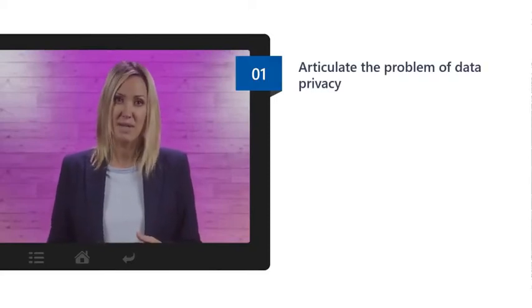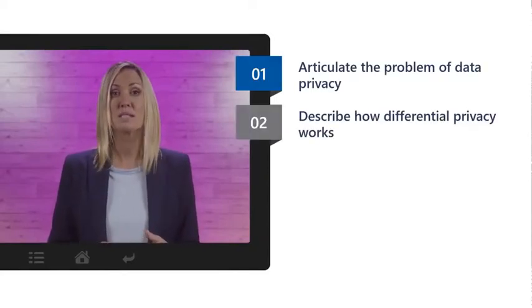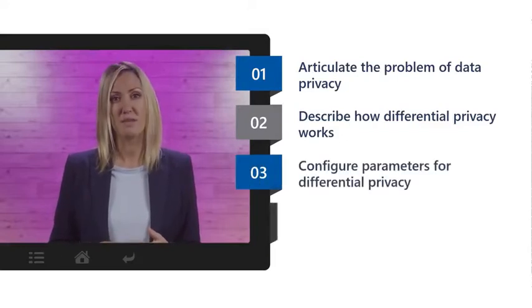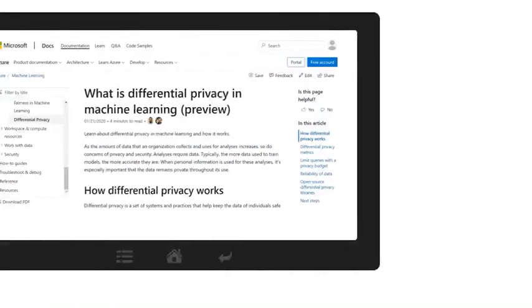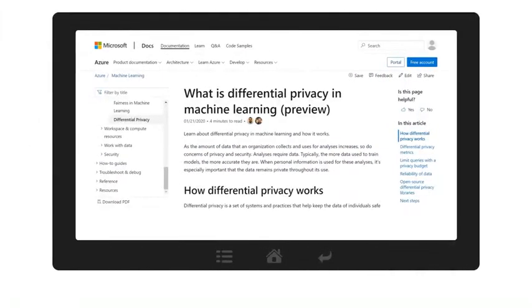You learned how to articulate the problem of data privacy, describe how differential privacy works, configure parameters for differential privacy, and perform differentially private data analysis. To learn more about interpreting models, see differential privacy in the Azure Machine Learning documentation from the Microsoft website. You can find a link to these resources from the additional readings at the end of this lesson.